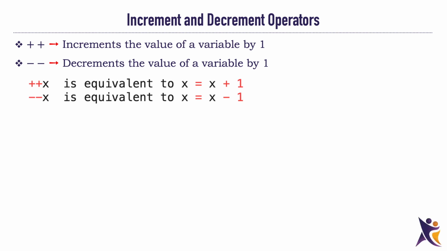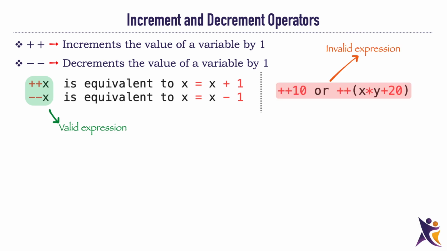These two operators can be used only along with a variable. So this is a valid expression. You can't use any of these two operators along with a constant or an expression like this, right? You can't have an operator applied on a constant or an expression. This is an invalid expression. So you can use only a variable along with any of these operators.